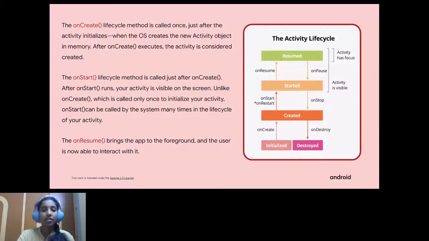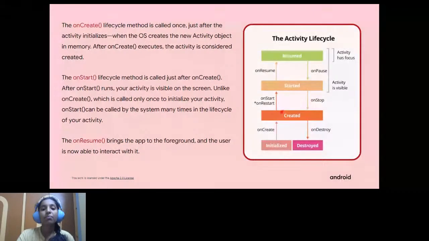We have five stages in our activity lifecycle. The first stage is the initialization state. In the second stage, after we implement the onCreate method, it reaches the created state. onStart leads the application to the started state, and when onResume runs, the application moves to the resumed state. When it is paused, it comes back to the started state, and when it is stopped, it comes back to the created state.